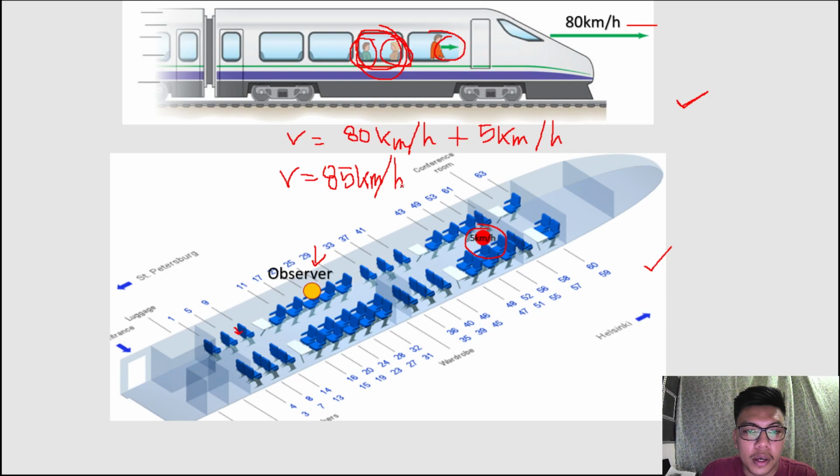So yun yung ibig sabihin nung dapat i-consider natin yung state ng observer. Depende kasi, ano, kagaya niyan, yung nasa loob, ang pagkaka-observe niya dun sa tao na nasa loob, na dumaan sa kanya is 5 kilometers per hour. Pero tayo, nasa labas tayo ng train, ang ma-observe natin, of course, is 85 kilometers per hour.